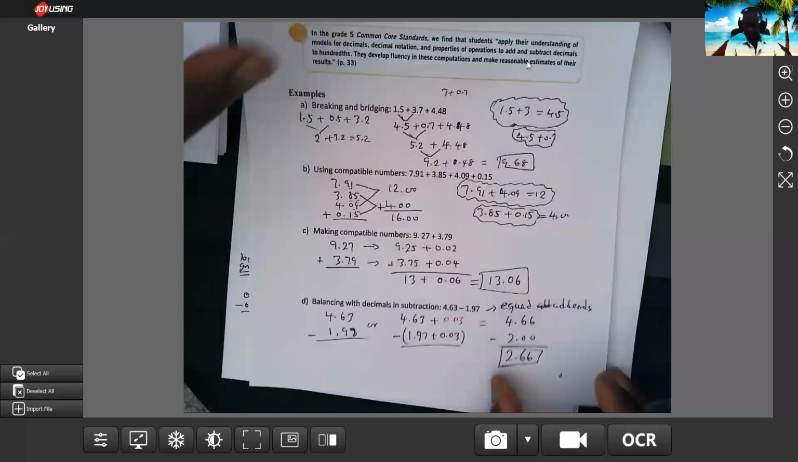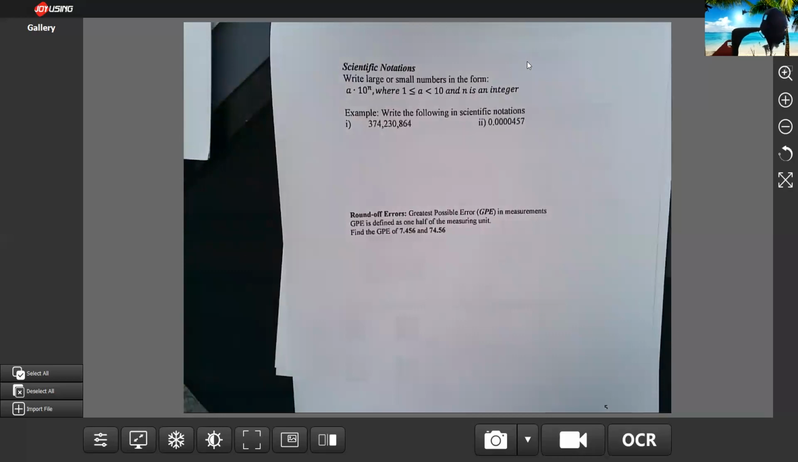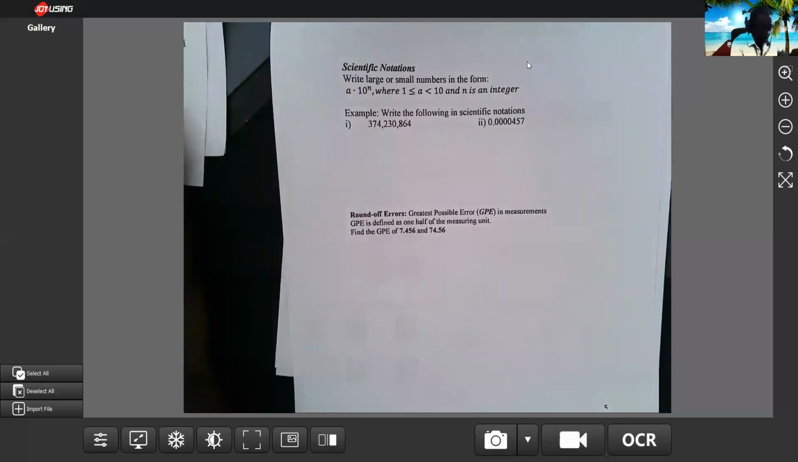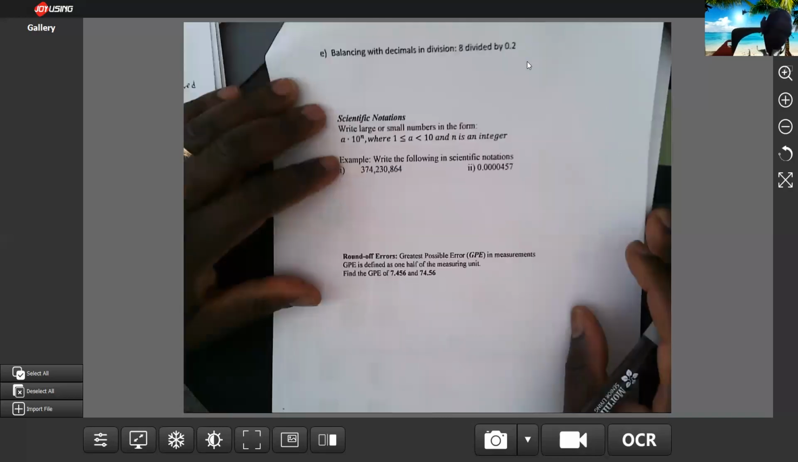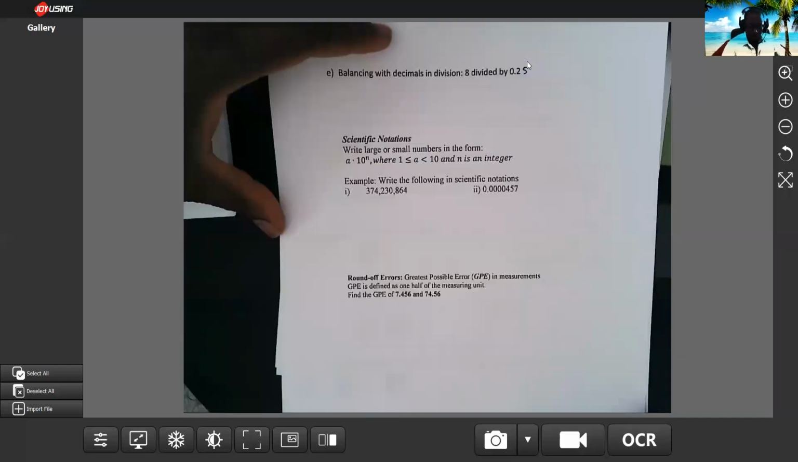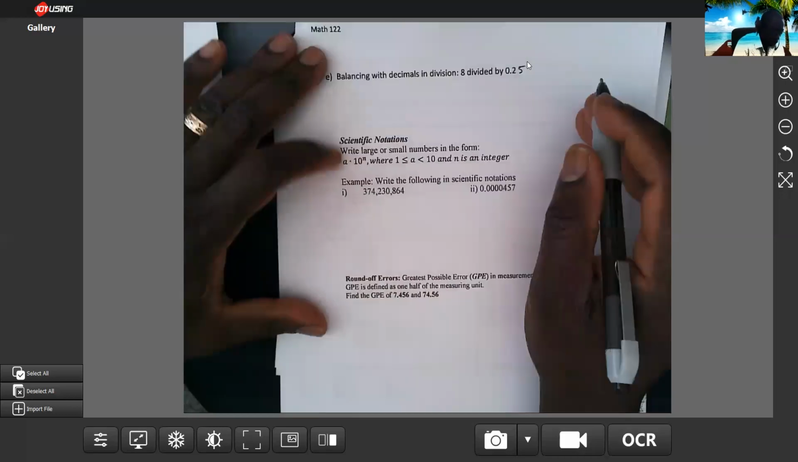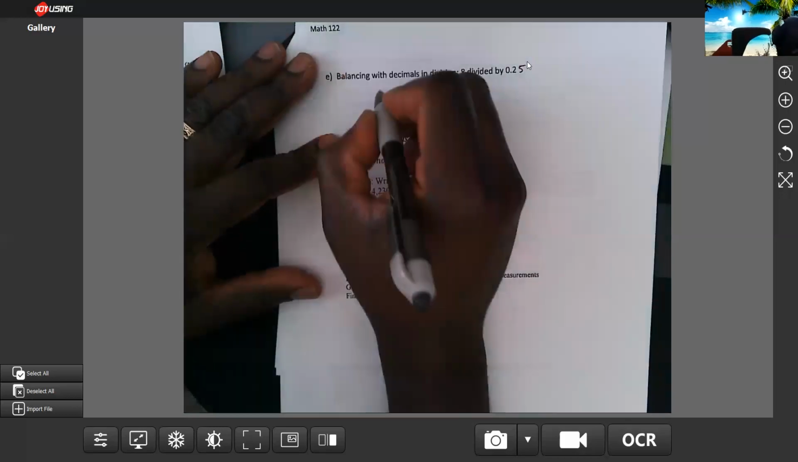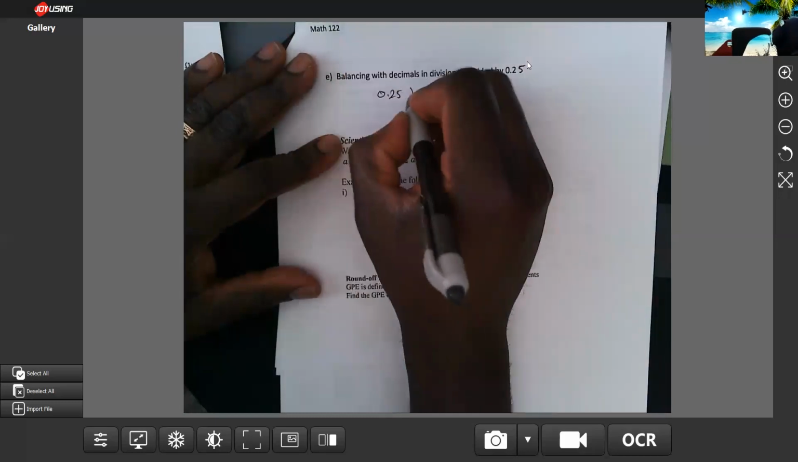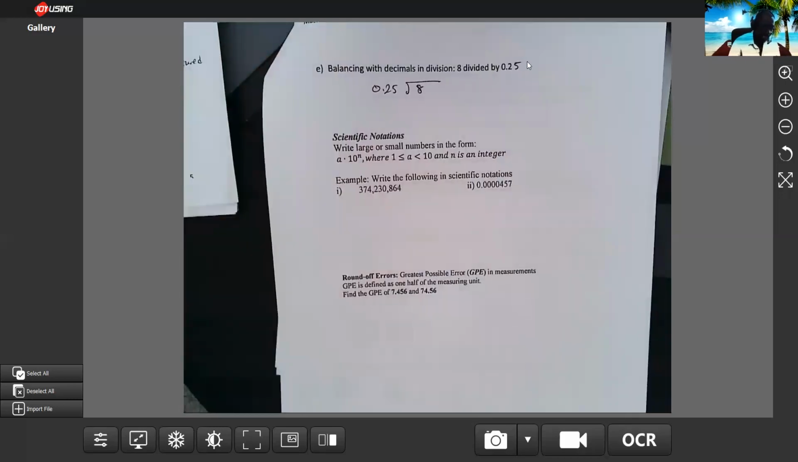Okay, equal addends. And then you go to the last but not the least. Okay, if you are dividing, balancing with decimals in division. Okay, please make this a 0.25, okay, not 0.2. That was a typo there. So in the notes, make sure you change that. It's 8 divided by 0.25. Okay, look at it, 8 divided by 0.25. All right, balancing with decimals in division.